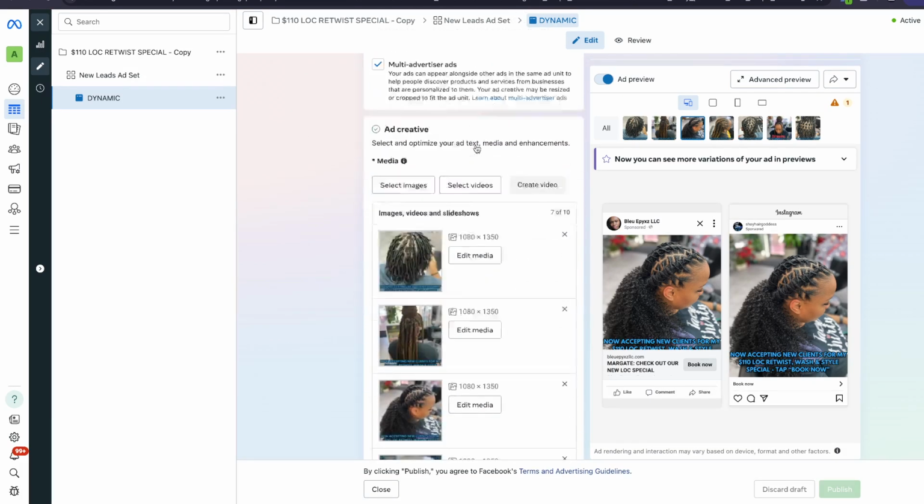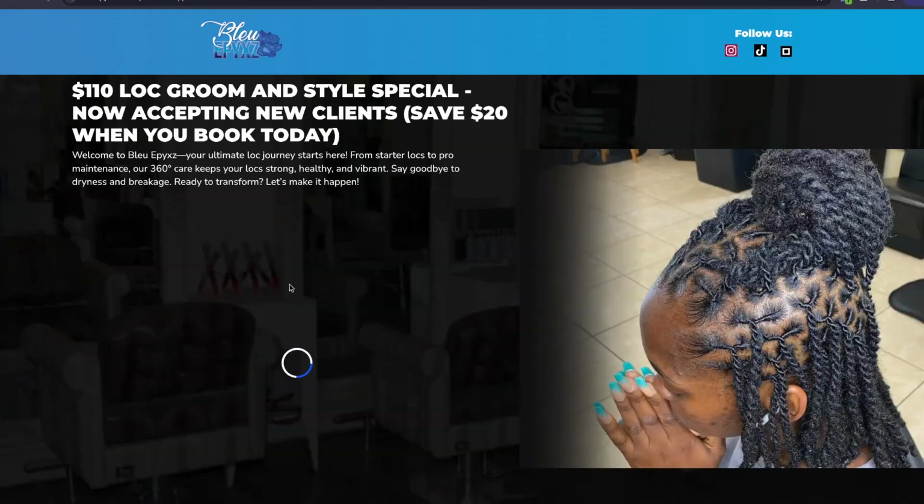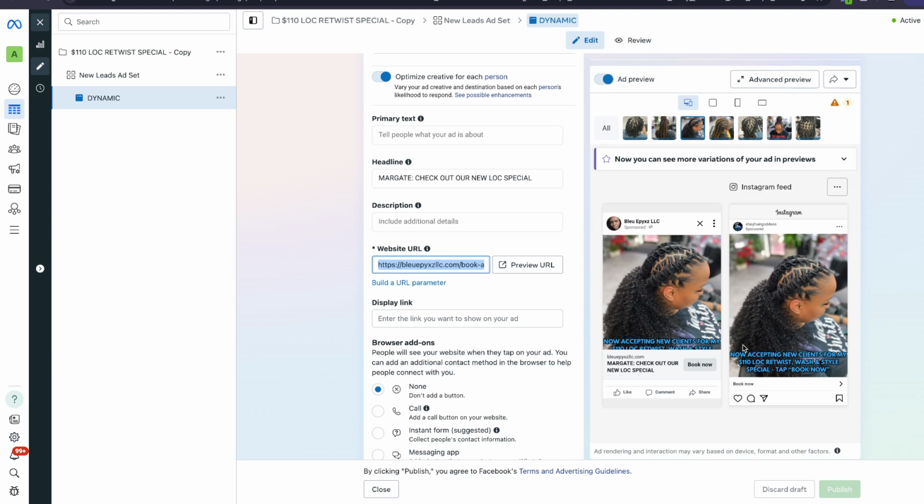So from there, when they click on the ad, it takes them to a funnel that we custom built for this client. And this is basically what the funnel looks like. Why this is important, notice that the headline of the funnel says the exact same thing as the ad creative. And that's one thing I always like to stress. If your ad is saying, hey, I'm having a $110 loc special, and I click on your ad and it takes me somewhere that's not saying that, there's going to be a disconnect and it's going to lower your conversions. So ideally, you want these two things to say the same thing.